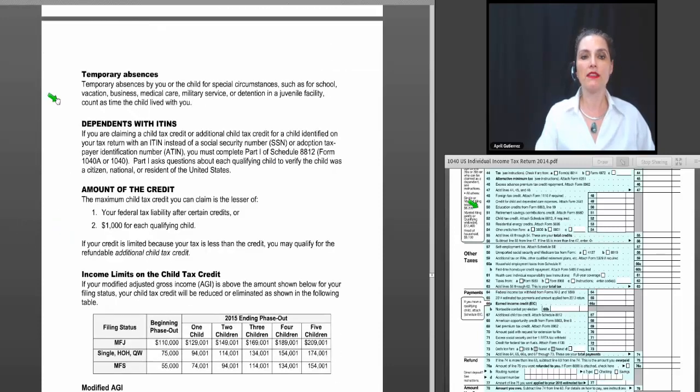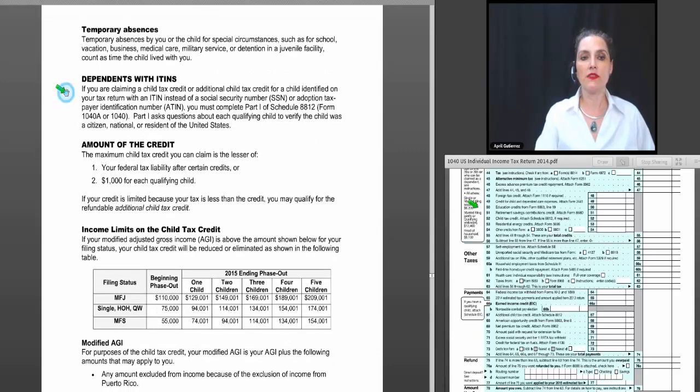Temporary absences. If your child lived with you or did not live with you because of special circumstances, such as they went away to school, they were on vacation, they were away on business, had to receive medical care, were in the military, or even if they were detained at a juvenile facility, that time away from home is considered to be time that they actually lived with you.